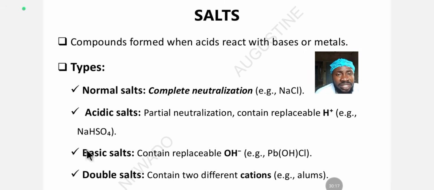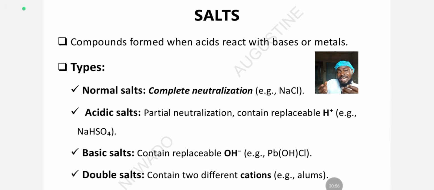Now we are looking at basic salt. Basic salt contains what? Replaceable hydroxide ion. It's just like when I explained acid salt to you. Now it's the base's turn. The base is now a stronger base, but the acid is a weaker acid. The acid will not be able to donate the replaceable hydrogen ion that would facilitate the pairing of the hydroxide ion, which accepts a proton, a hydrogen ion.